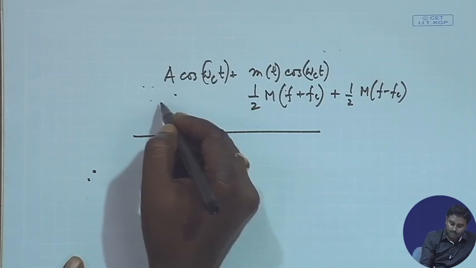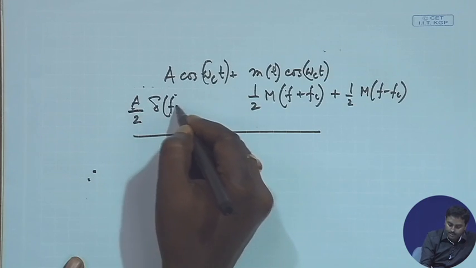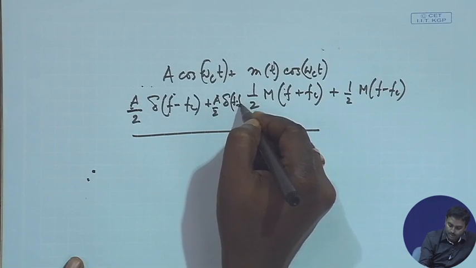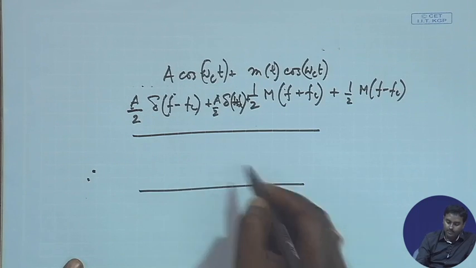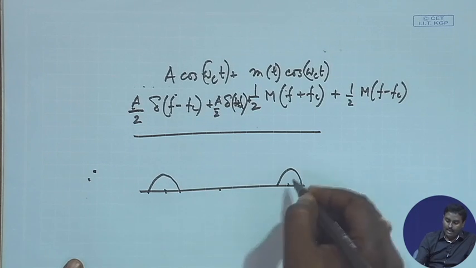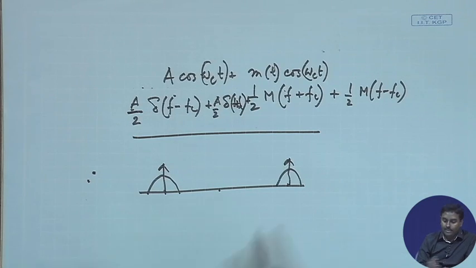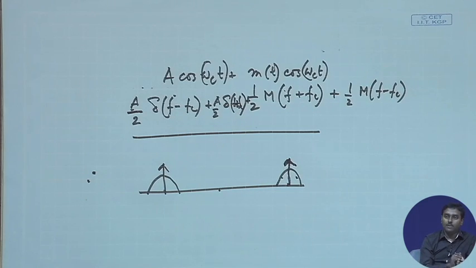So this will be A/2, a delta function at plus fc, and a delta function at minus fc, right. Sorry, plus. So basically if I just try to draw the spectrum, what will happen? At fc there will be these two terms, the M(f) terms, and there will be a delta function which is actually eventually representing the carrier. So that means it has two sidebands like the earlier one, but it also has this carrier term. So that is why it is called just DSB or AM.